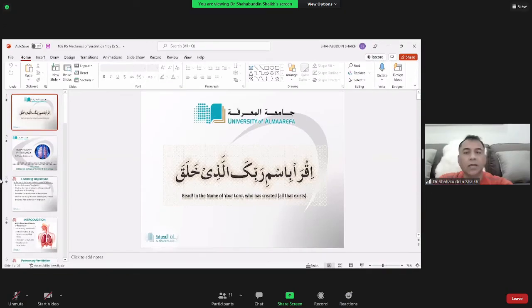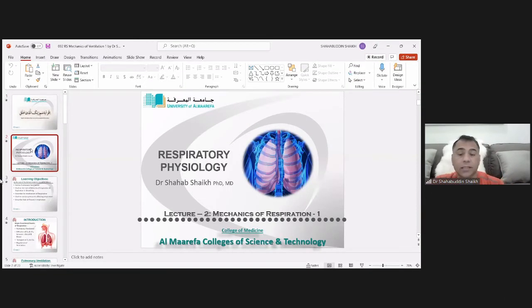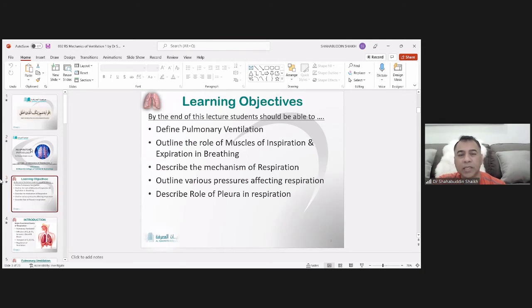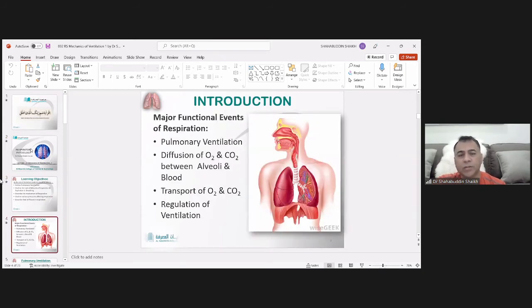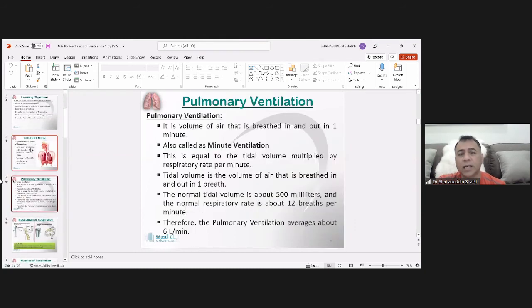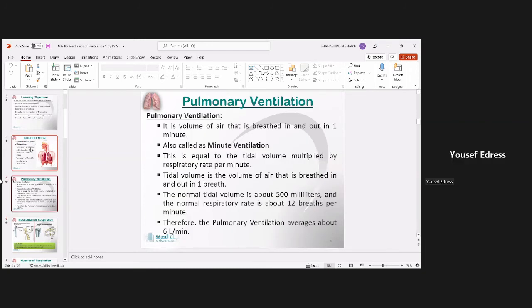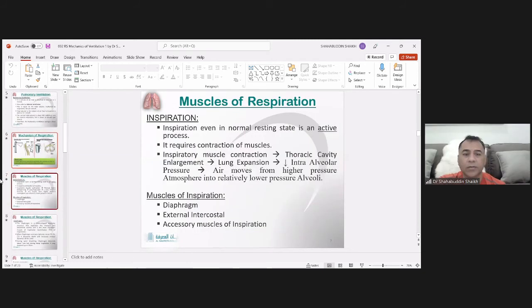So this is the first lecture in mechanics, where basically we talked about the 3 major pressures and we also talked about some muscles. Okay, so this is a very straightforward lecture. Can you tell me what is pulmonary ventilation? Amount of air that you breathe in 1 minute. Amount of air going in and out in 1 minute.